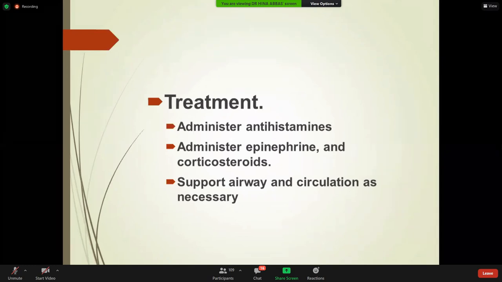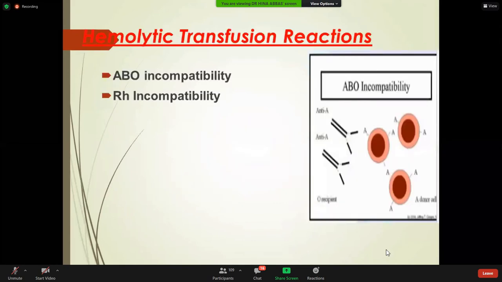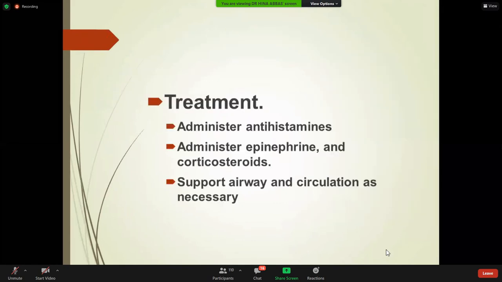But if the patient develops the symptoms of hypotension along with these itch and allergic symptoms, you will move towards the epinephrine, the corticosteroid and airway support, of course, whatever treatment is given to prevent or treat hypersensitivity reaction type 1, especially anaphylaxis.